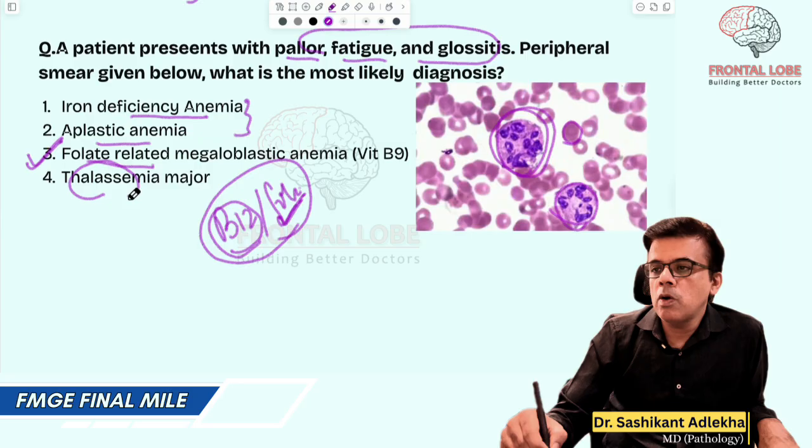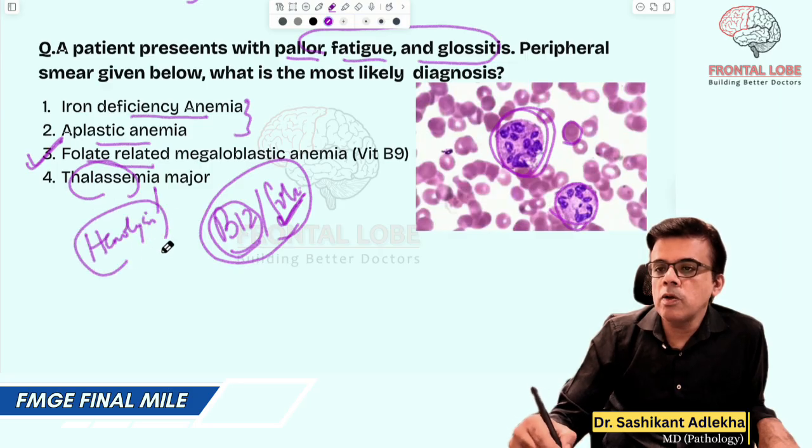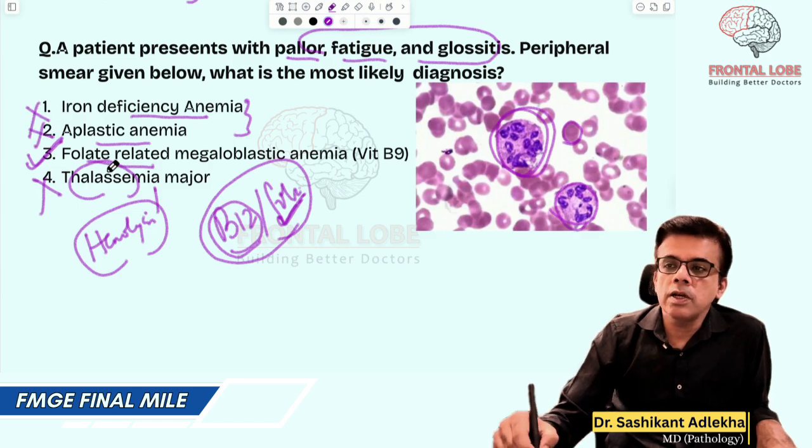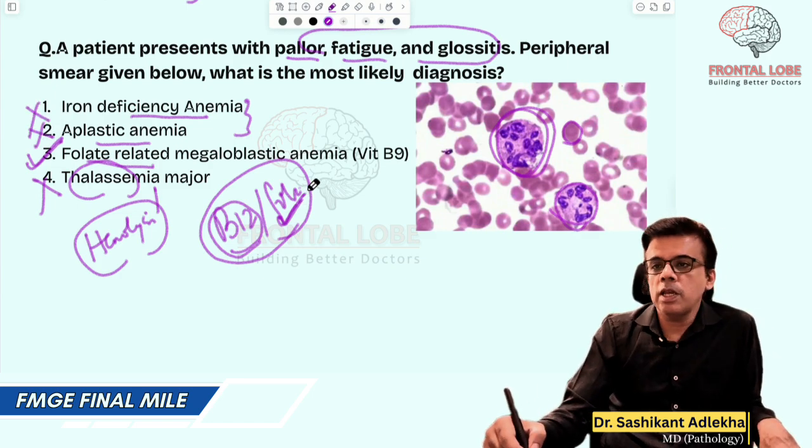Thalassemia major also, you will not see the glossitis feature. Apart from that, in thalassemia major you will see lots of hemolysis, lots of target cells, and also lots of nucleated RBCs. Those will be quite conspicuous in thalassemia major. So this is ruled out, this is ruled out, this is ruled out. So the correct answer here is folate related megaloblastic anemia.